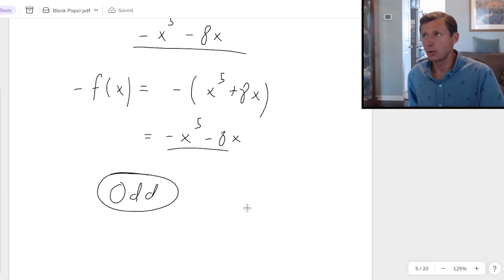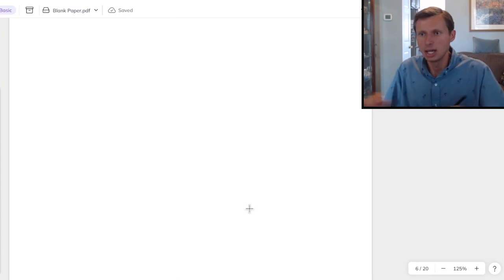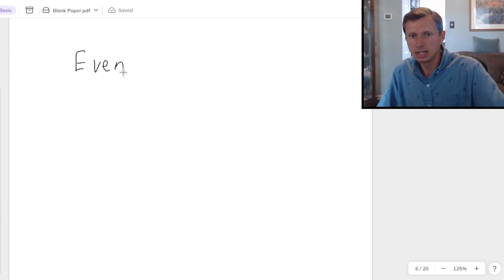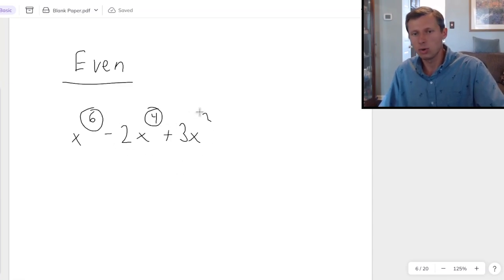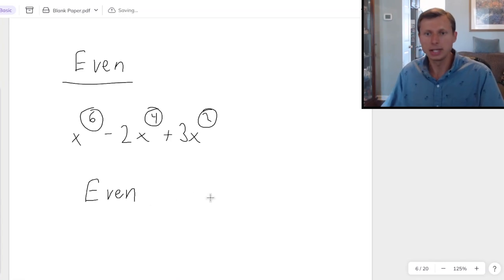Now, as promised, there is a shortcut to finding if a function's even or odd. I will now tell you that shortcut. If a function is even, then all of the exponents in that function have to be even. In other words, if I have x to the 6th minus 2x to the 4th plus 3x squared, since all of the exponents 6, 4, and 2 are even, this is going to be an even function automatically. I don't know if your teacher will accept that as your work, because again, this is a shortcut. But if your teacher says this is okay, then all I would write is all the exponents are even, we're good, it's an even function.